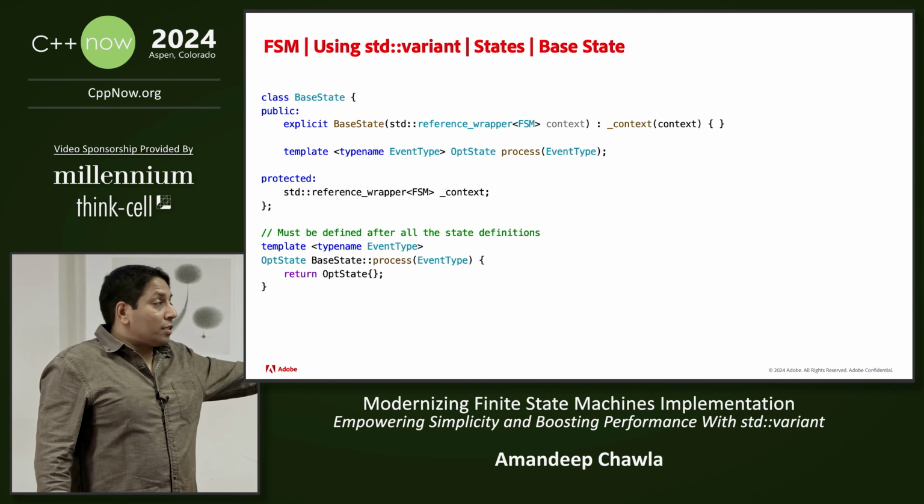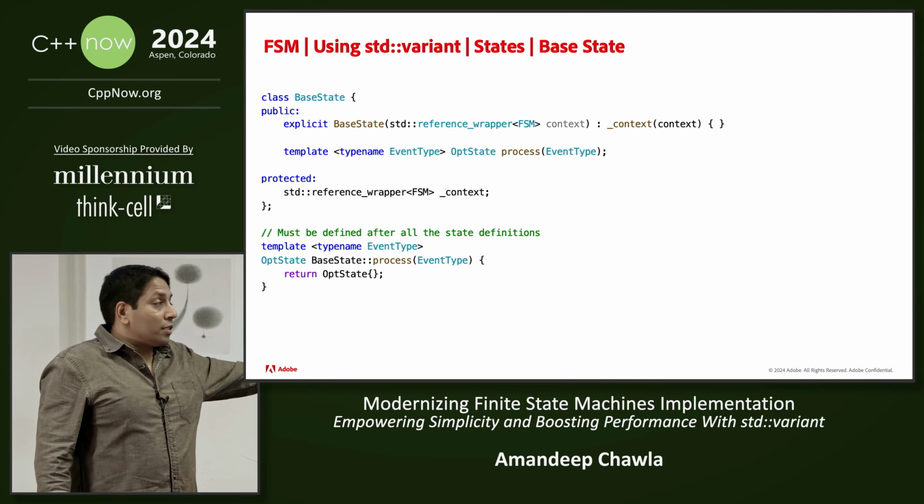So you will have a base state, and all your derived states will derive from this, so they need its definition. After that, in your header file, this function has to be defined at the last, once you have the definition of the base state as well as all the derived states. So that is the one caveat you have to be aware of.